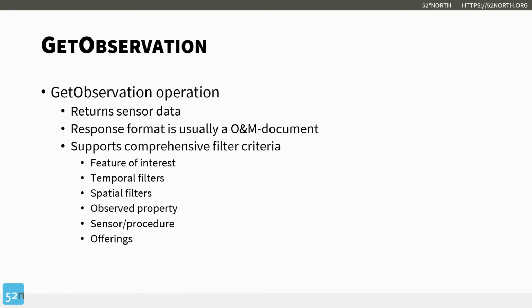So you can express some kind of spatial filters or filter for specific locations. You can apply temporal filters, such as saying, okay, I would like to get data for January 2020. You can specify which type of observed property you are interested in, like, I would like to get only temperature measurements. The sensors that have been used for generating the data can be used as a filter. Also the so-called offerings, which are some kind of data set identifier which you could use. Okay, so that's GetObservation.